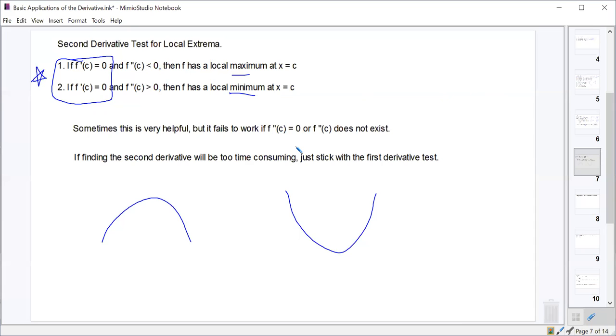It can be really helpful, especially if plugging in values of a sign chart to prove that it's a minimum or a maximum is really difficult. But keep in mind that this does not work in two cases. One, where the second derivative is 0 or does not exist there. And also, it does not work if f prime is undefined. It only works if f prime is 0 at that value. Good or no? Good. All right.